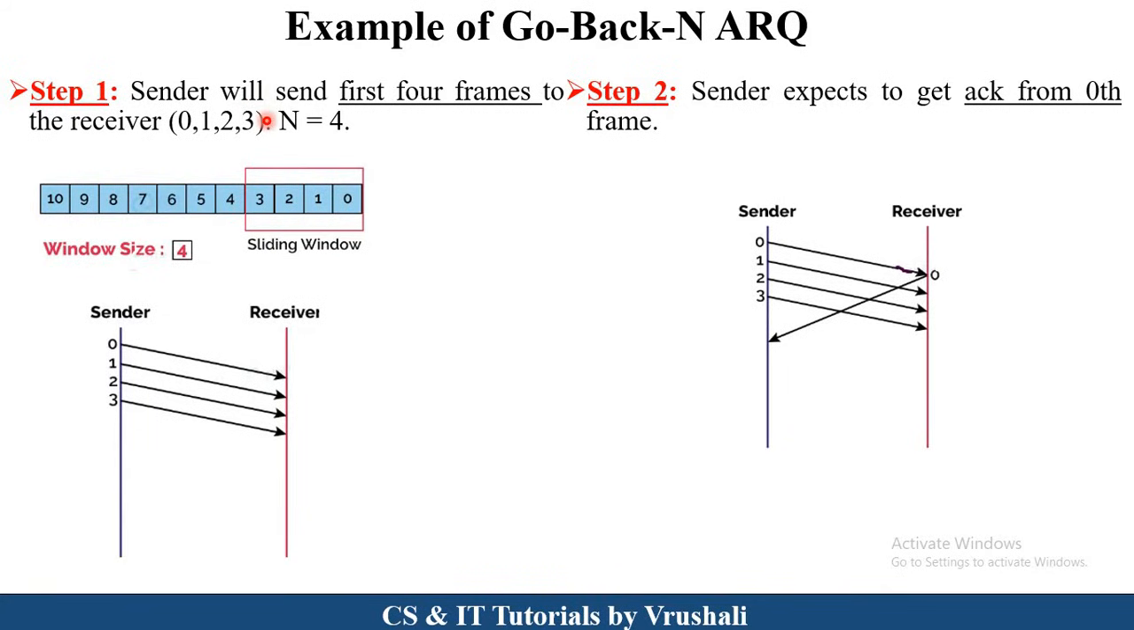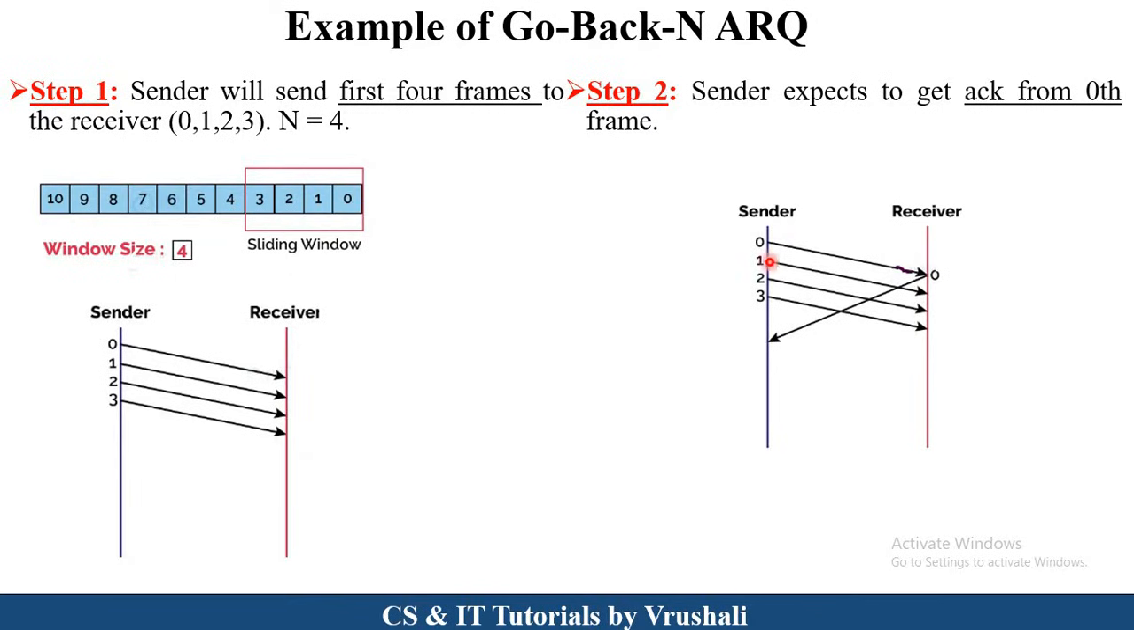See here in this example. Suppose the sender wants to send information 0 to 10 to the receiver. So the sender first decides its window size, that is N equal to 4. It means they send 4 frames at a time. Clear? See here in this diagram, 0, 1, 2 and 3. The sender sends 4 frames at a time to the receiver.